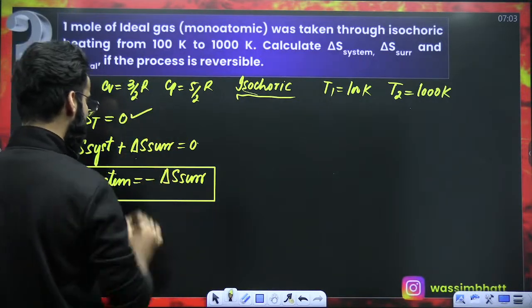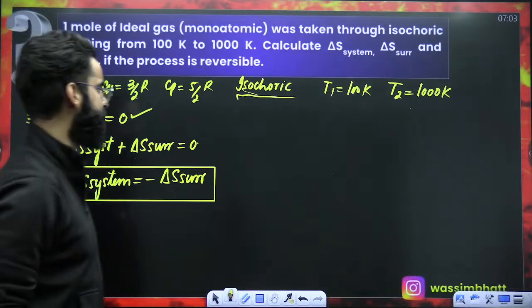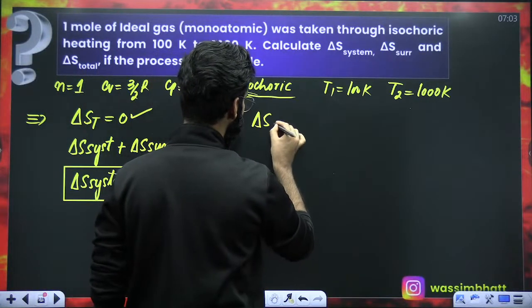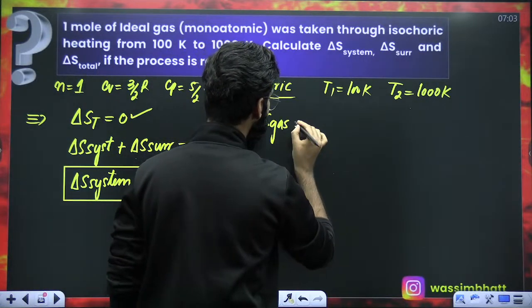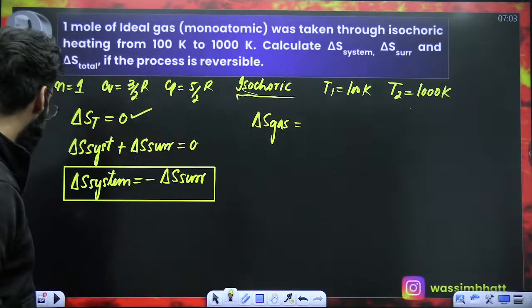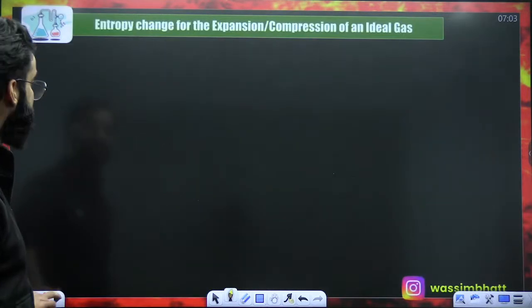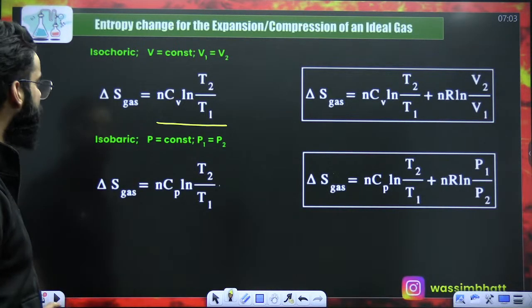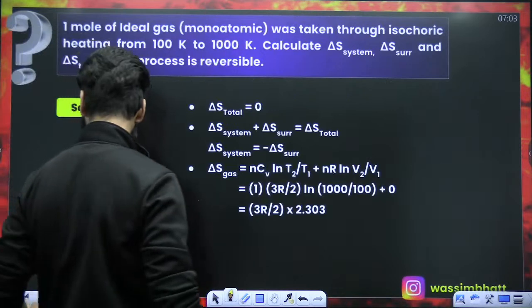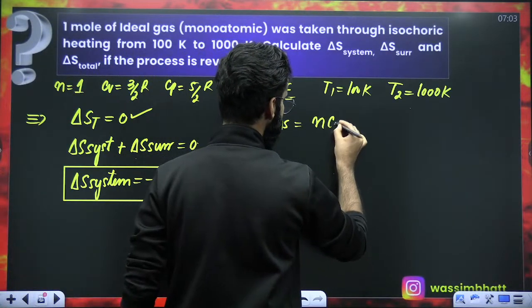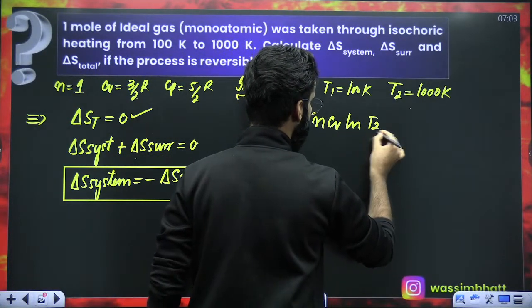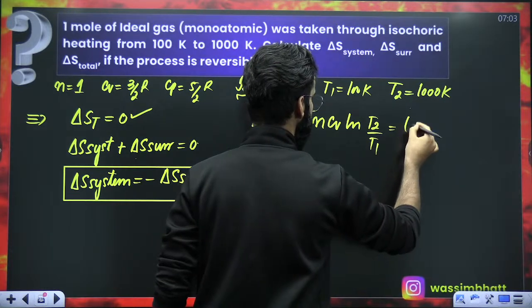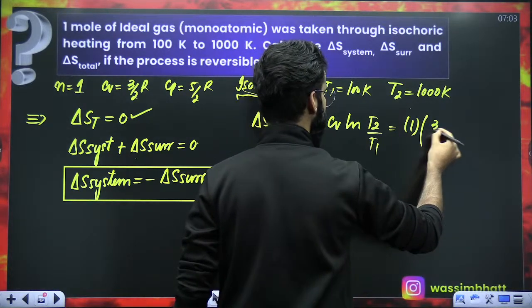Delta S total you have calculated. Now calculate delta S system. Delta S system means delta S gas, which undergoes an isochoric process. When the ideal gas undergoes an isochoric process, what is the formula? nCv ln T2 by T1. So it's nCv ln of T2 divided by T1. n value is 1. Cv value is 3 by 2 R.